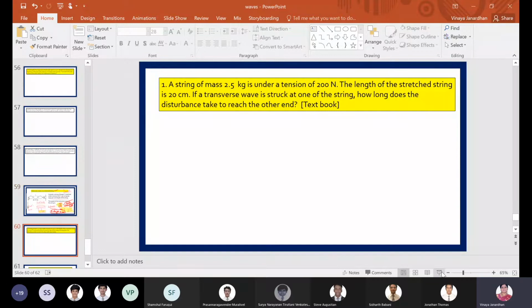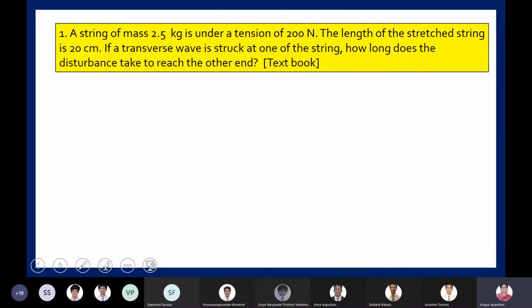This is a textbook numerical. The first one: a string of mass 2.5 kilogram is under a tension of 200 Newton. The length of the wire is 20 centimeter, 20 into 10 to the power of minus 2 meter. It's all mere substitution. If a transverse wave is struck at one end of the string, how long does the disturbance take to reach the other end?